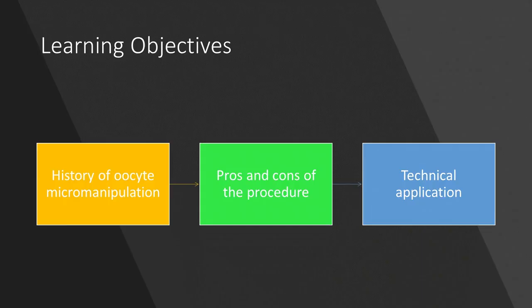The objectives of this portion of the module are to know where we came from and the history of micromanipulation, some of the pros and cons of using ICSI. Then we'll get into the details of some of the technical application of the ICSI procedure.